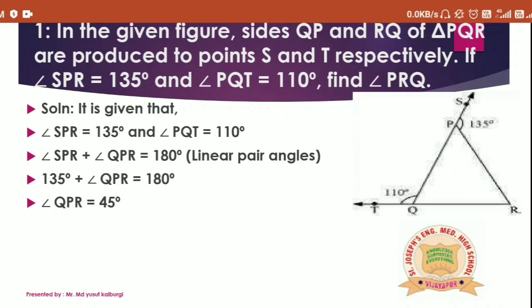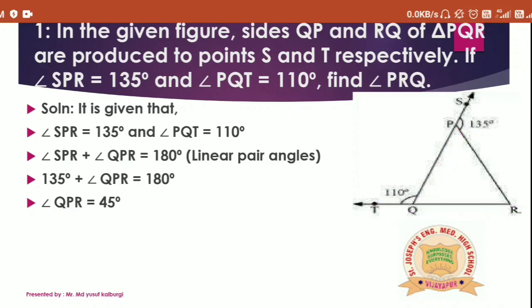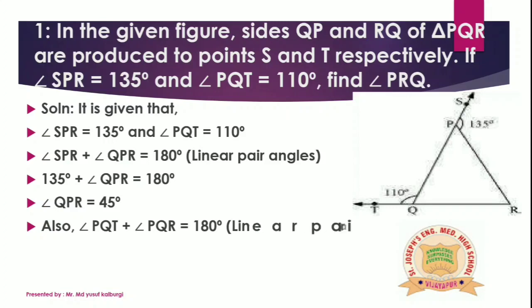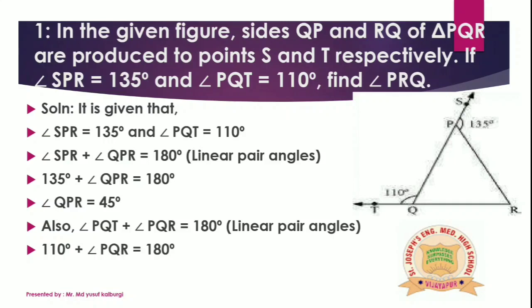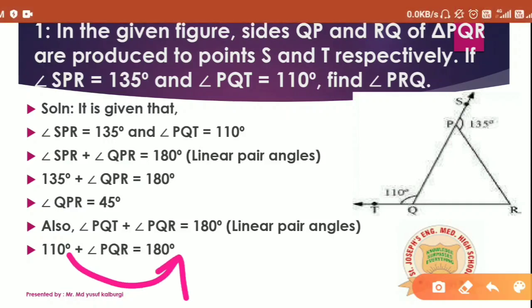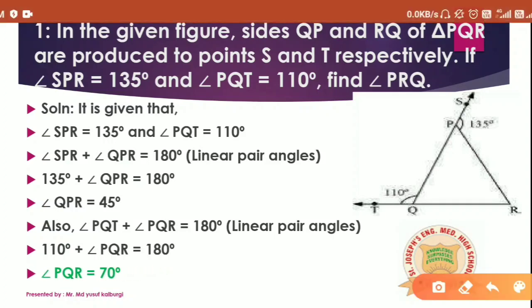So let's move to the next part. Also observe angle PQT plus angle PQR: is it equal to 180 degrees? Yes, obviously, because RT is also a line and PQ is standing on it, so the sum of the adjacent angles is equal to 180 degrees. So PQT plus PQR is equal to 180 degrees, because of the linear pair. We know PQT, so substituting that value, 110 plus PQR is equal to 180 degrees. Taking 110 to the other side, 180 minus 110 is 70 degrees. So angle PQR is equal to 70 degrees.